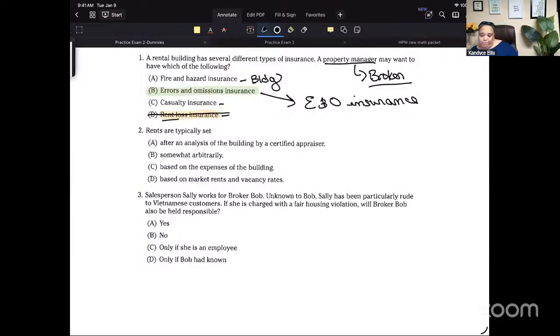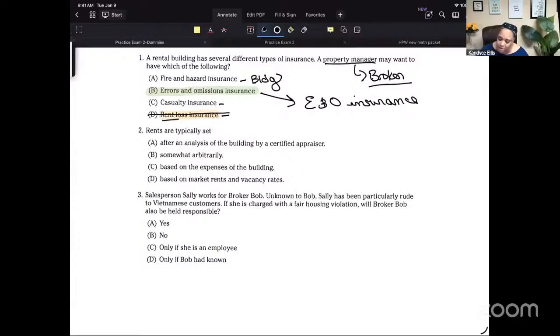Number two. Rents are typically set A, after an analysis of the building by a certified appraiser, B, somewhat arbitrarily, C, based on expenses of the building, or D, based on market rents and vacancy rates. What do we got? What are y'all thinking? All right, we got a D. Hannah says D. I do like D.